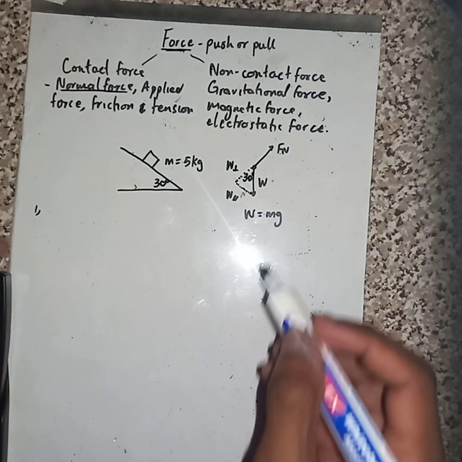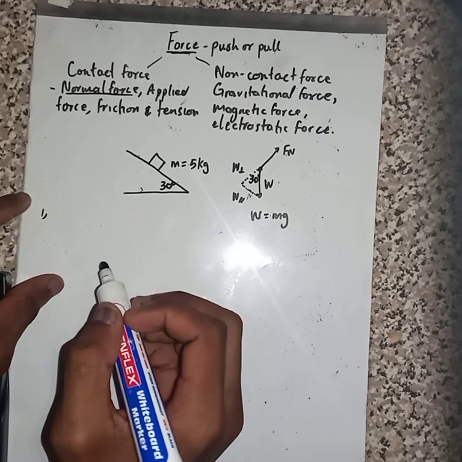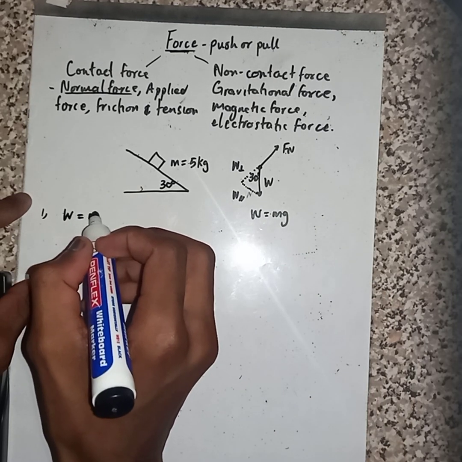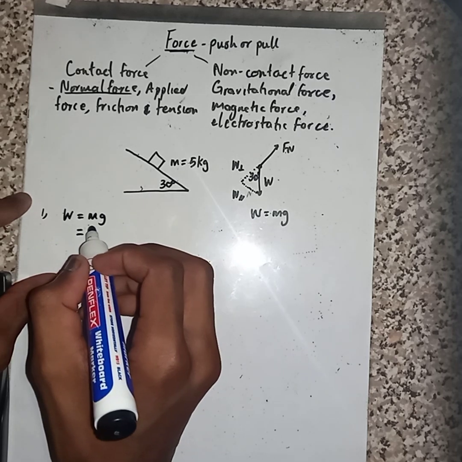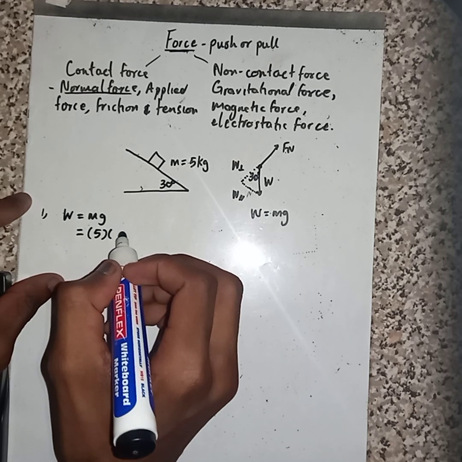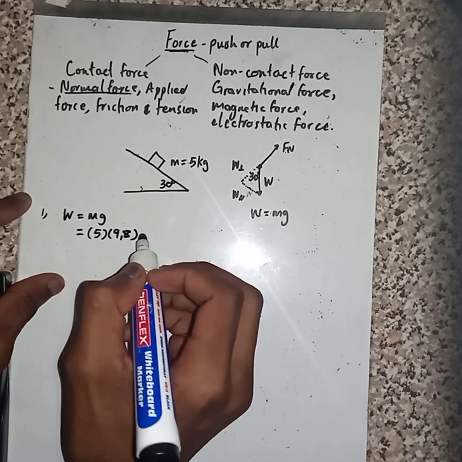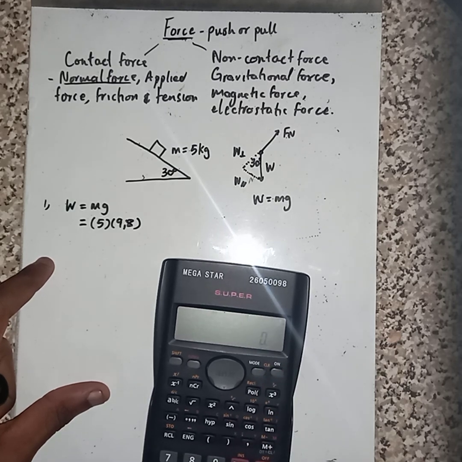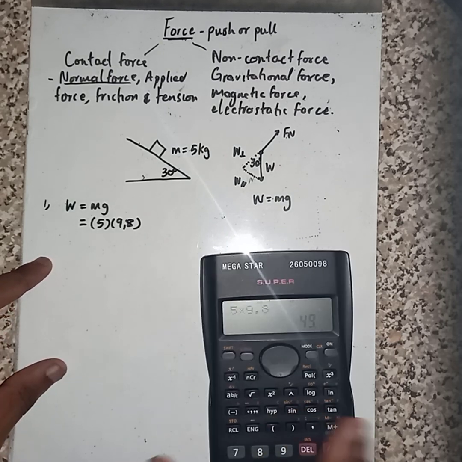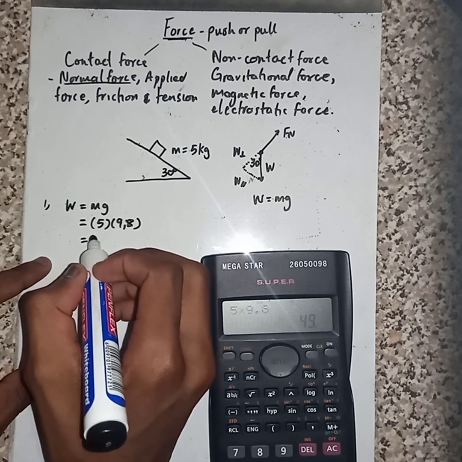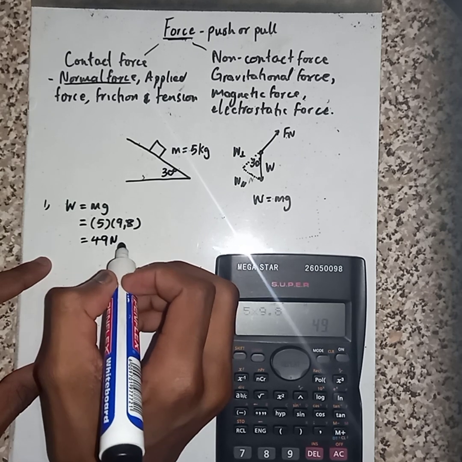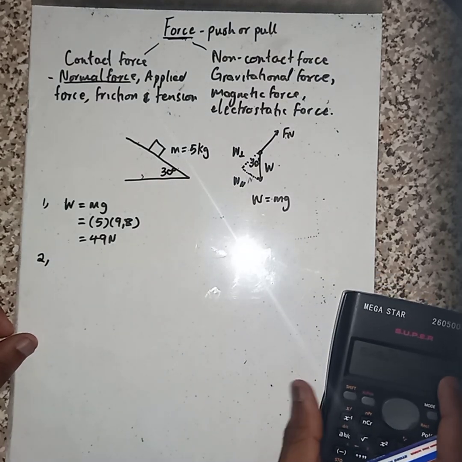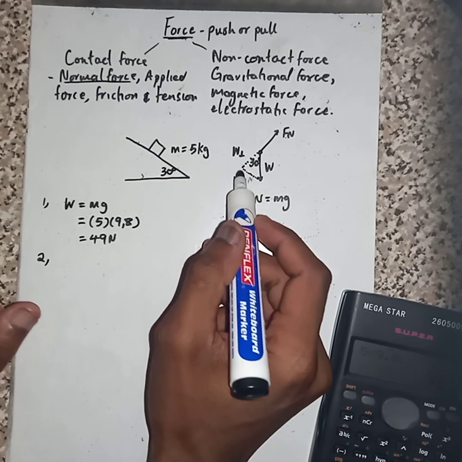For us to calculate the weight is so simple. We only use this formula, W equals mg. Our mass is 5, then gravitational acceleration is always 9.8. Then 5 multiplied by 9.8, we get 49 Newton. So simple.